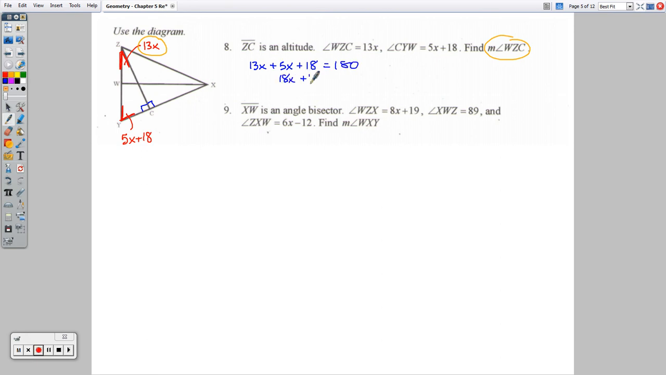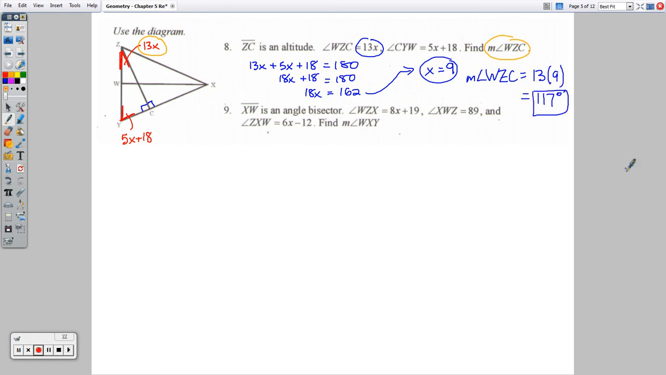You've got 18x plus 18 equals 180. You subtract 18 from both sides, you're left with 162. And if you divide by 18, you've got x equals, if I would have divided 180 by 18, I would have had 10. So this is going to be 1 less than that since we subtracted an 18. So we'd have x equals 9 right there. So we plug that in right here, and we'd say the measure of WZC would be 13 times 9, and 13 times 9, that'd be 90 plus 27, so 117 degrees right there for that angle.